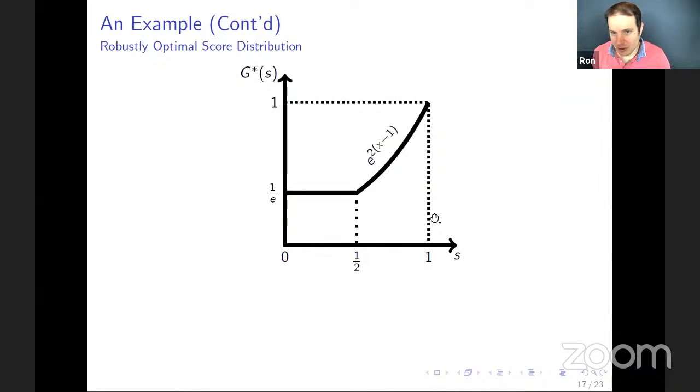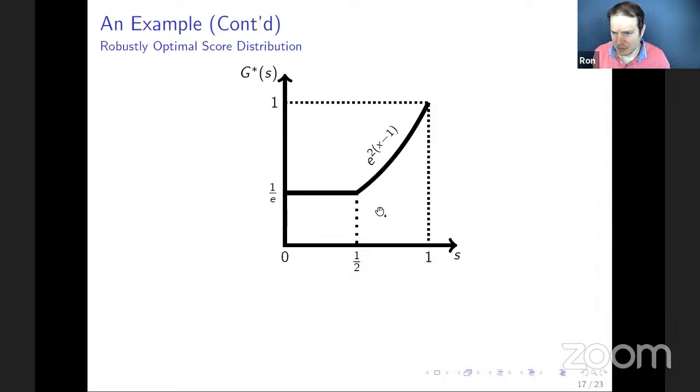Which in this case, if we describe it as a CDF of the scores, is going to look like this. The score 0 is going to be realized with probability 1/e, right? So that means that whenever the actual value is 0, which happens with probability 1/2, then with probability 2/e, the test gives a score of 0. Okay, and with the remaining probability it is going to pool that value 0 with the value 1. And how is it going to do that? Using this exponential distribution over scores.